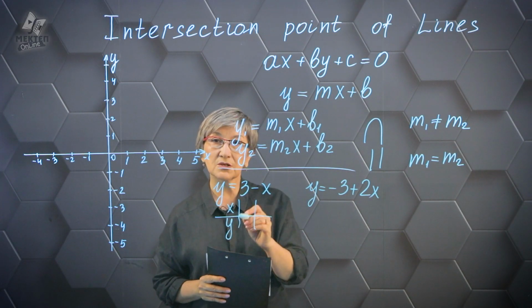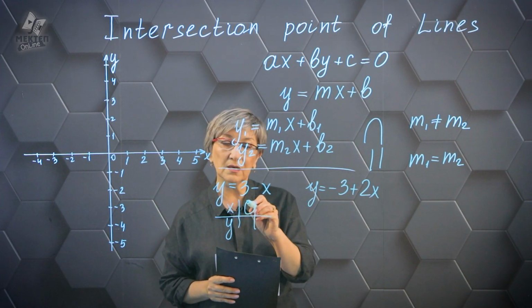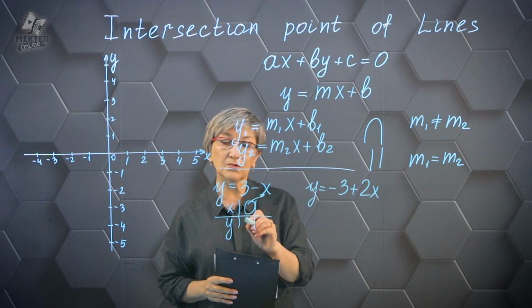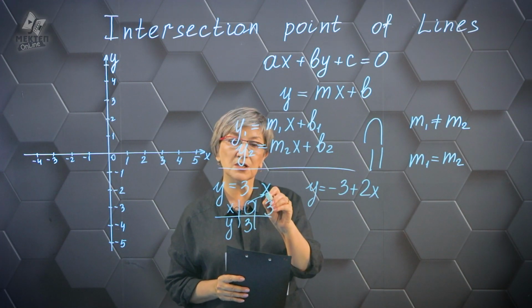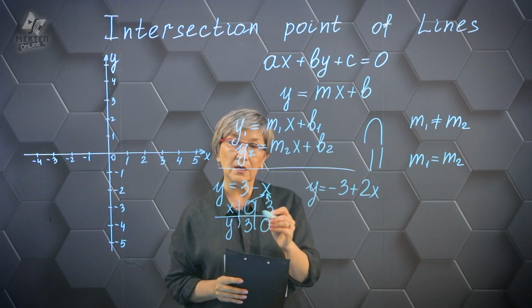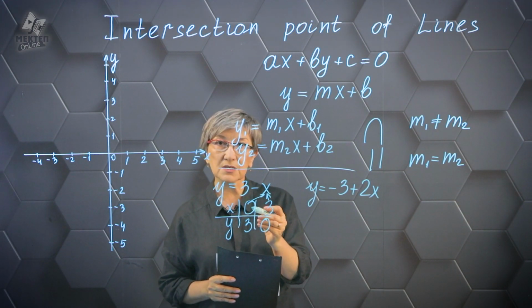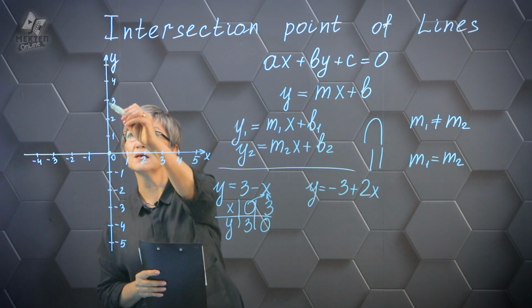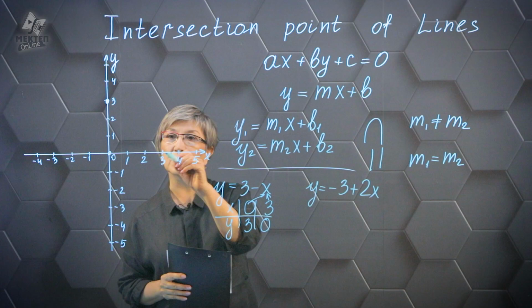We set a value for x. I will note that x equals 0. Then in this case, if I substitute 0 for x, y will equal 3. Let's substitute a value equal to 3 for x. In this case, 3 minus 3 is 0. And I got 2 points. The first point is the point with coordinates 0, 3. Here's the point. The second point is 3, 0.